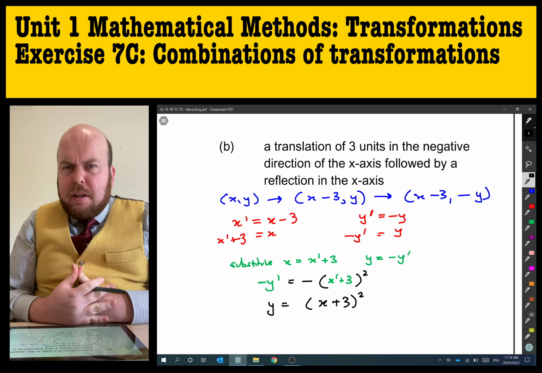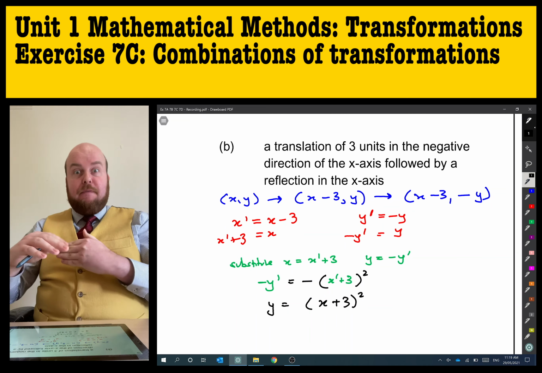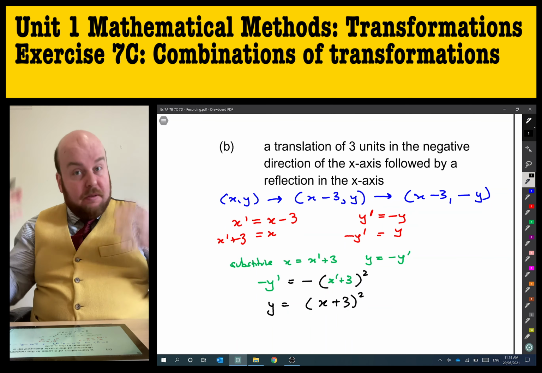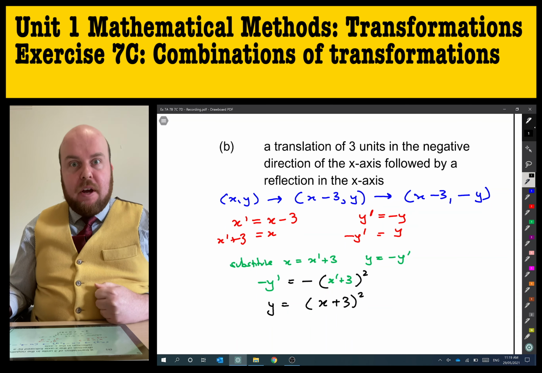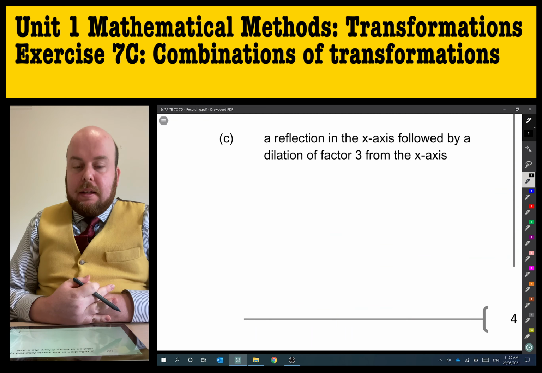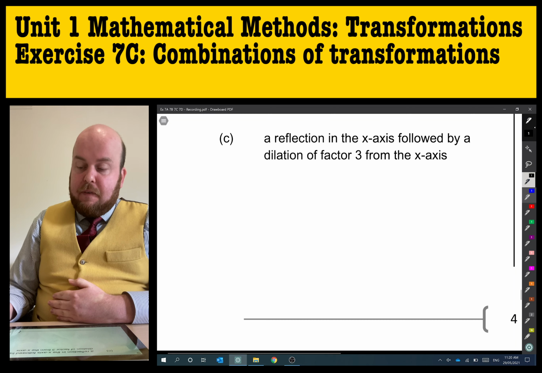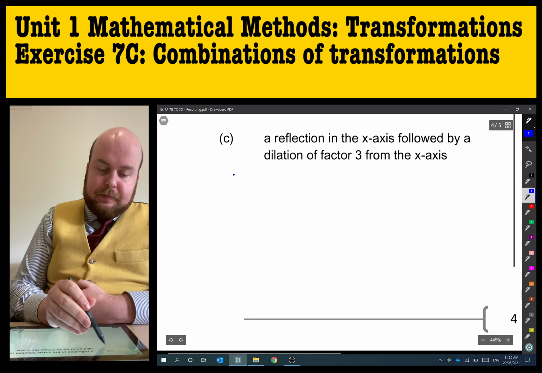Because remember, the original equation was a negative x squared, so therefore, by flipping it the other way around, we have a positive quadratic. A reflection in the x-axis followed by a dilation of factor of 3 from the x-axis.